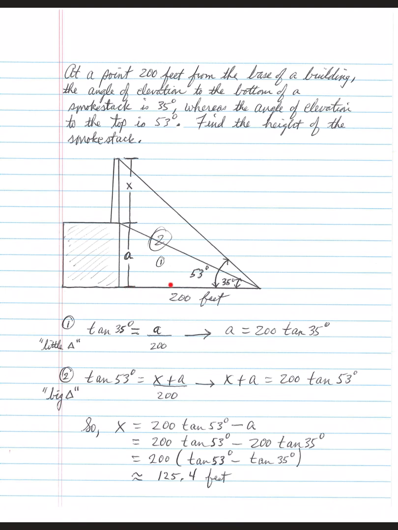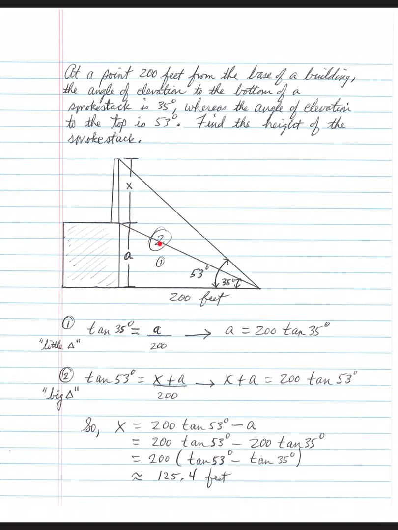At a point 200 feet away from the base, the angle of elevation to the bottom of the smokestack was 35 degrees. So that little angle here is 35 degrees, and that reaches the bottom of the smokestack. The angle of elevation 53 degrees gets us to the top of the smokestack. If we can find A and X, then we will know the height of the smokestack. X will be the height of the smokestack.